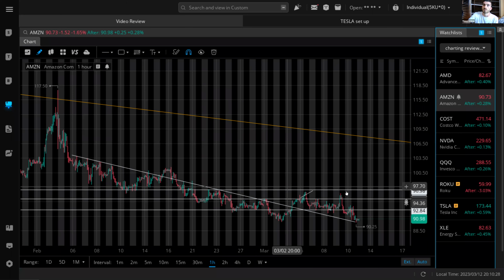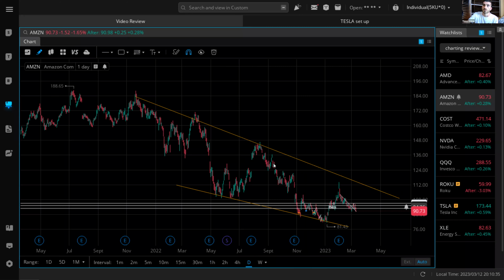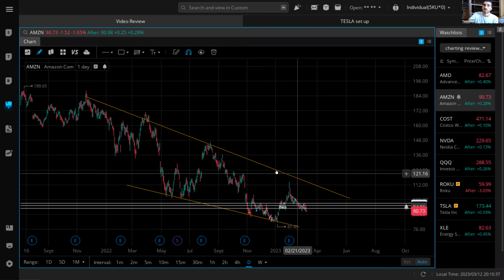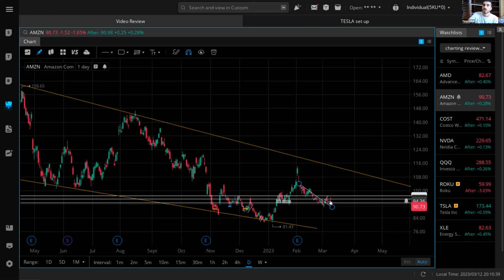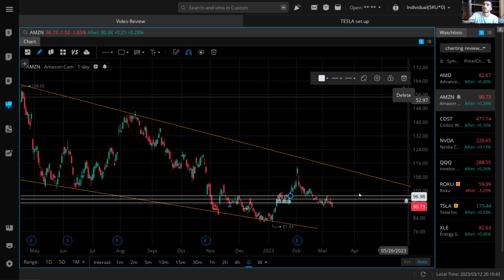So I'm going to switch over to Amazon now, and I'm going to delete a few of these lines. Just like the other stocks that I chart, I start on the larger frame just to get a good census of what's going on overall. Let me delete a few of these. I should have cleared these before I started.